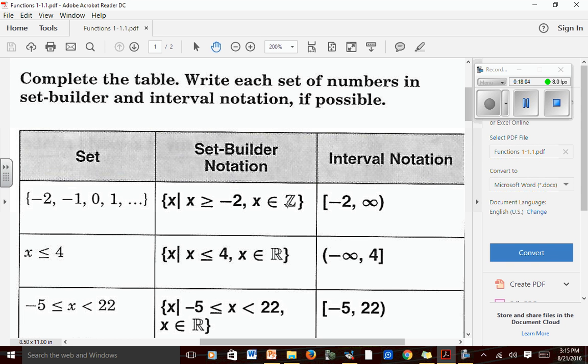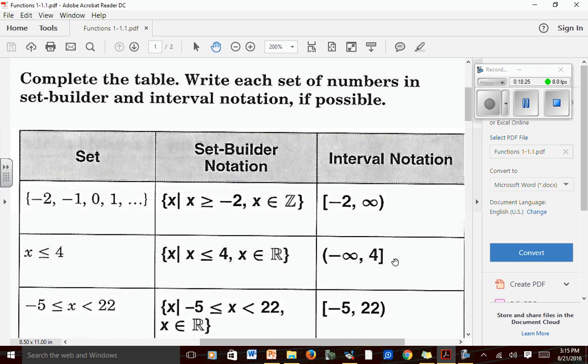Here comes the next one. X is less than or equal to 4. We just copy that back down into here and then indicate which set it is. It's real numbers because it's continuous. But then you can't have it including negative infinity. You have to use parentheses every time you use infinity. But going up to 4, it does include 4.